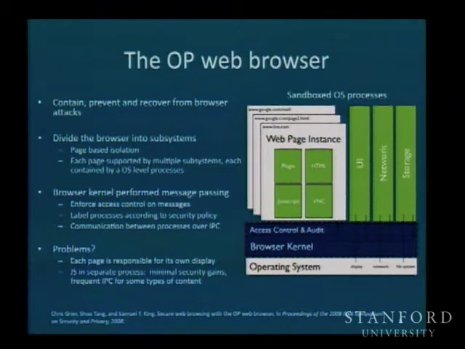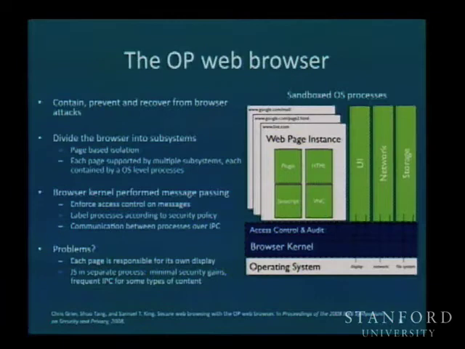The browser kernel is really just a message passing system at this point. It enforces access control on passing messages from one process to another, and it labels processes according to a security policy. The security policy can vary depending on some things we said in the paper, but if you're interested in that, the paper was published last year at IEEE Security and Privacy.